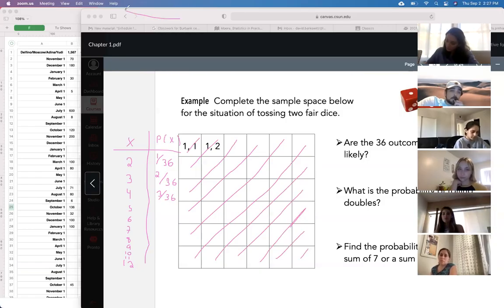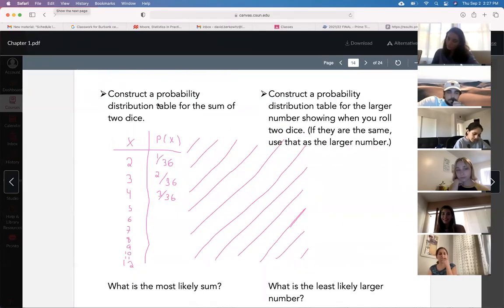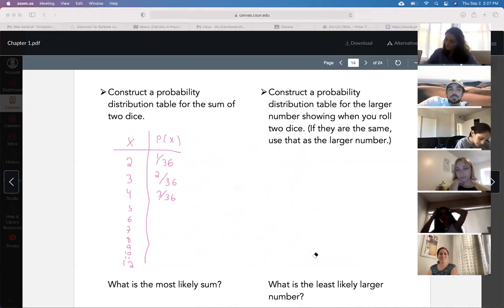And hopefully they all add to 1. Spoiler alert, they do. Does that make sense? This is where you say yes. Yes. Oh, okay, great.